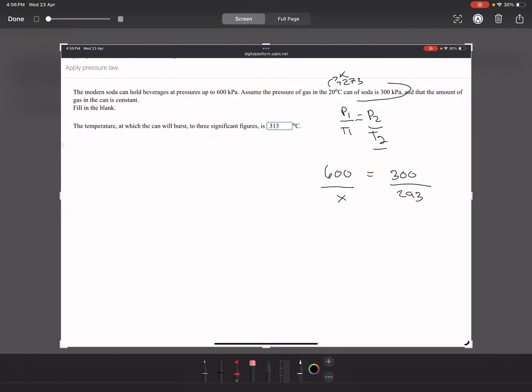These are paired together. This is like a 1, okay? Cross multiply: 600 times 293 divided by 400. Let me write it down. You get 586 Kelvin, okay? But they want it in Celsius. So instead of adding 273 like we usually do to convert Celsius to Kelvin, we minus 273 and you get 313.